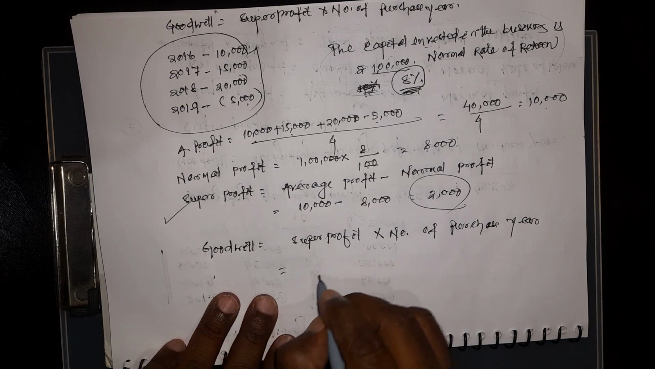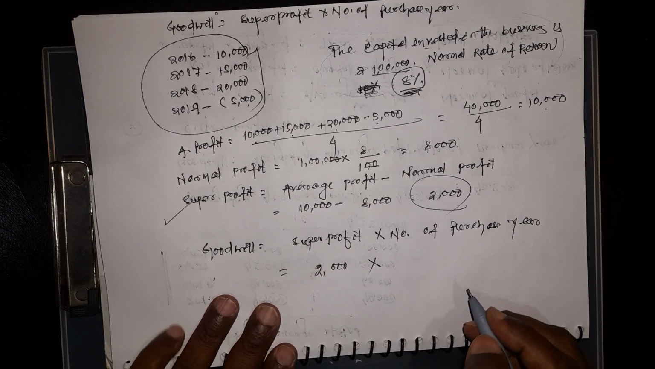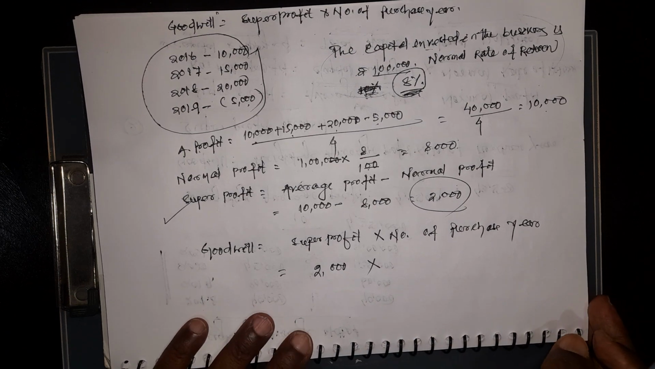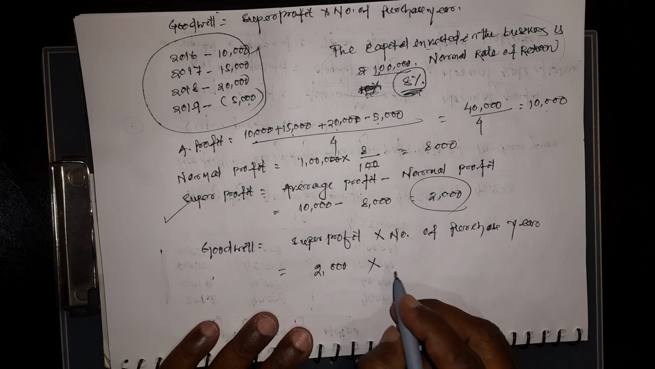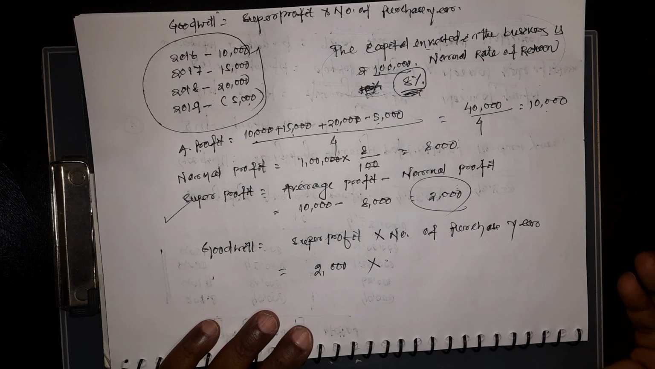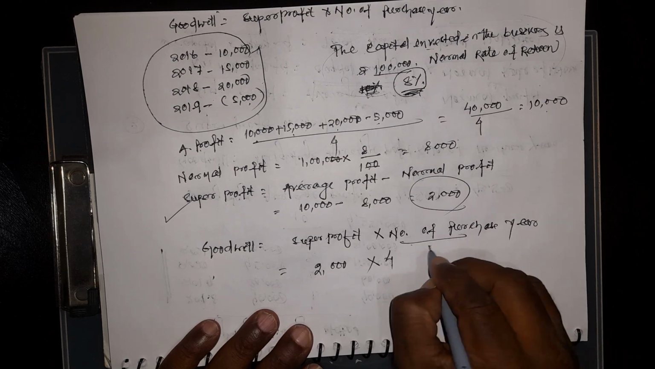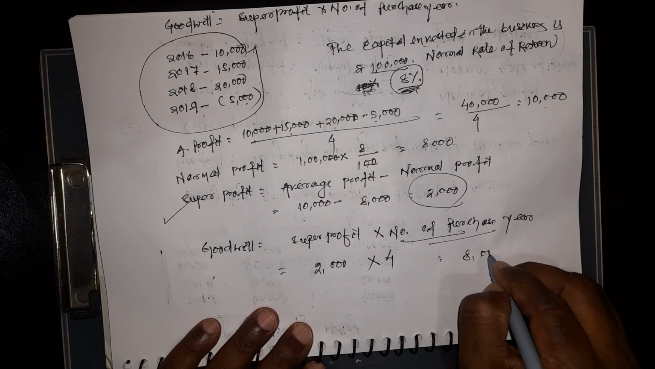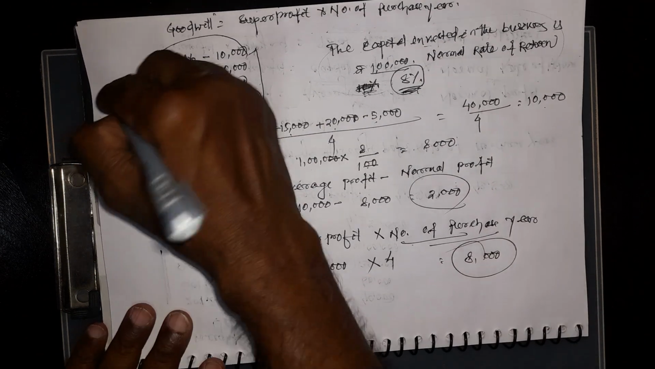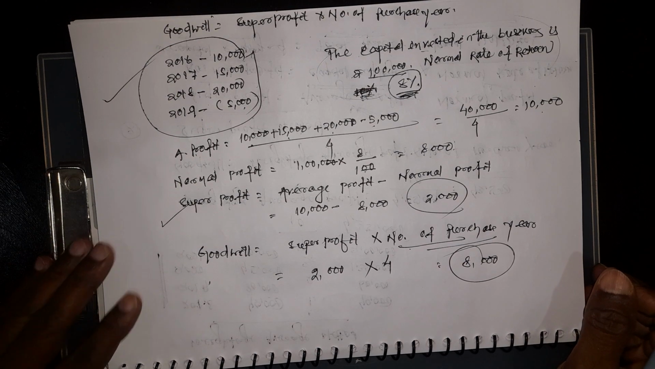So we calculated already the super profit. The number of purchasers will be given. There is no hard and fast rule that the number of purchasers will always be the same. It may be different. It may be 2.5. It may be 3. It may be 4. Suppose it is given as 4. So the goodwill will be how much? 8,000. So that means this is the process of calculation of goodwill under the super profit method.